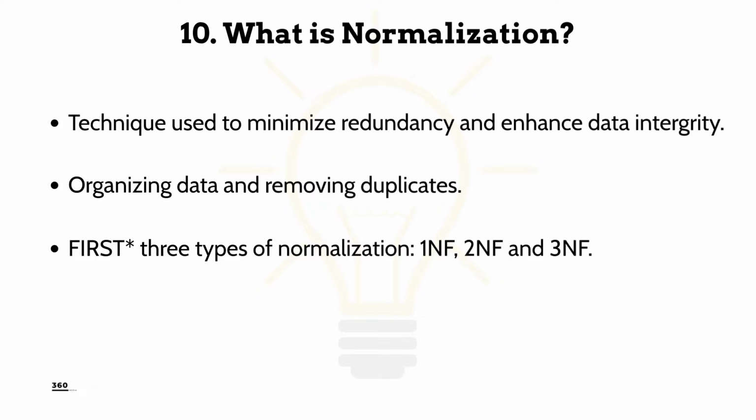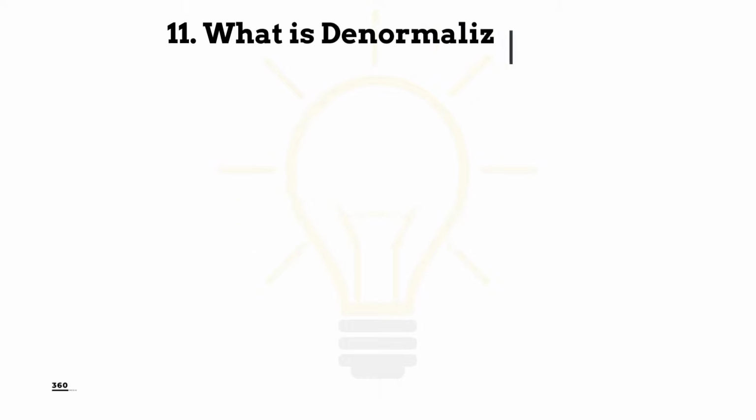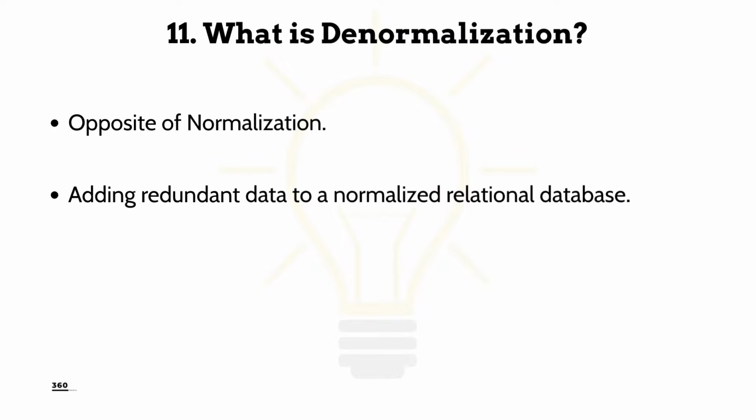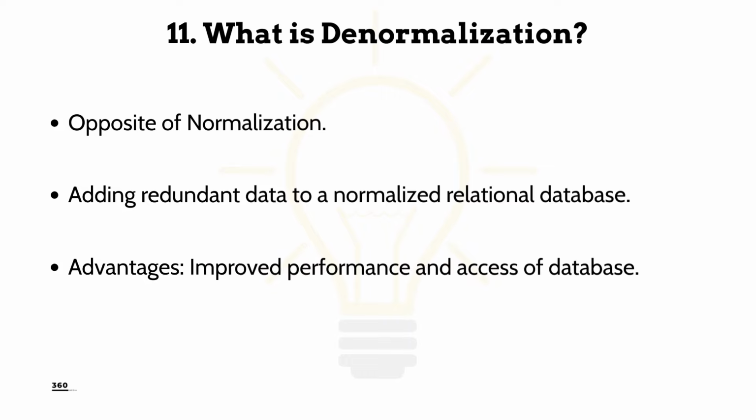An in-depth video on the difference between these normalizations has been covered in our next video. The opposite of the normalization technique is denormalization. Yes. This is when you add redundant data to an otherwise normalized relational database. You might ask, why do we do this? The answer is simple. To speed up database access speed, which automatically results in improved read performance.